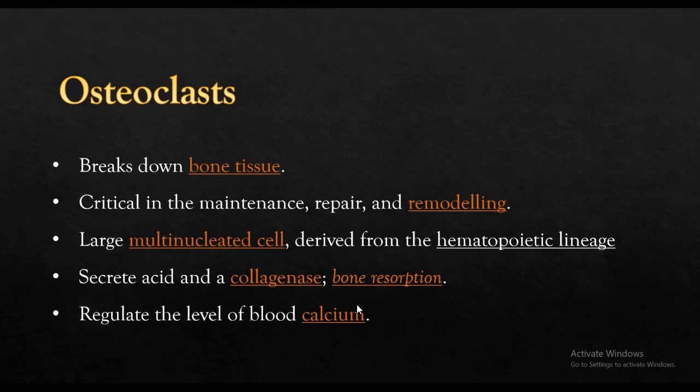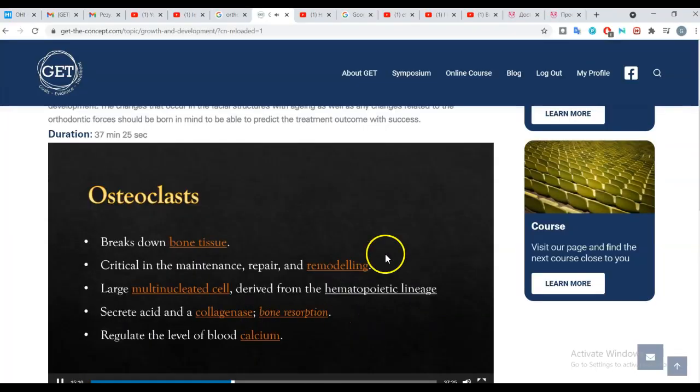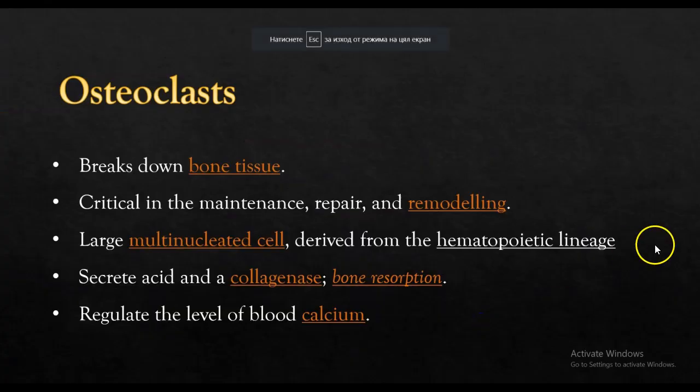An osteoclast is a type of bone cell that breaks down bone tissue. This function is crucial in the maintenance, repair, and remodeling. It is a large multinucleated cell derived from the hemopoietic lineage. The osteoclast digests the composite of hydrated protein and minerals by secreting acid and collagenase, a process known as bone resorption. This process also helps to regulate the level of blood calcium.